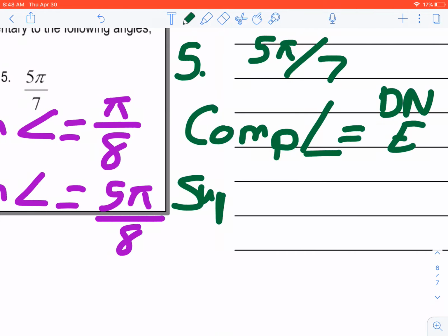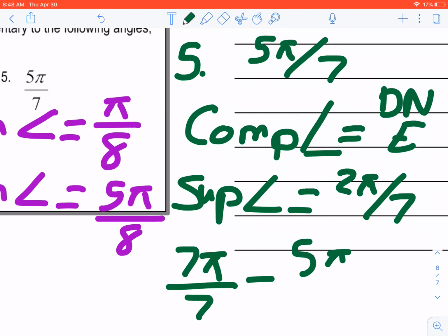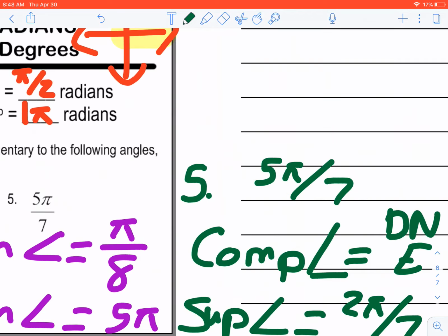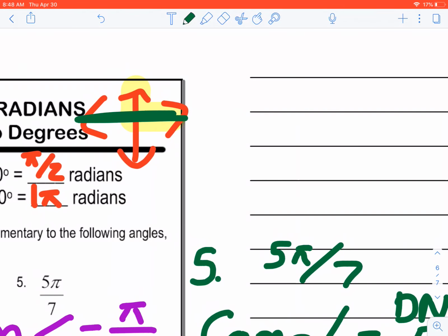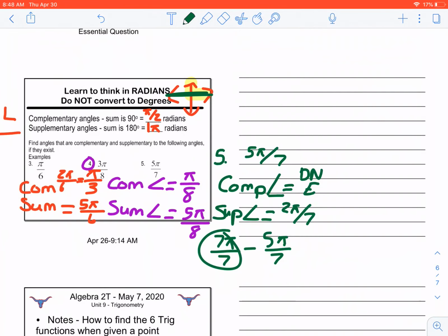For the supplementary angle, there is one. I have 5 pi over 7, so I have 5 sevenths. How many more 7s do I need to make that a whole? Well, I would need 2 pi over 7. And what I did there is 7 pi over 7 minus 5 pi over 7. Because 7 pi over 7 is 1 pi, and like we talked about before, all the way across the radian measurement, a straight line is 180, which is the same thing as pi. Okay, so that's how you find supplementary and complementary angles in radian measurements.